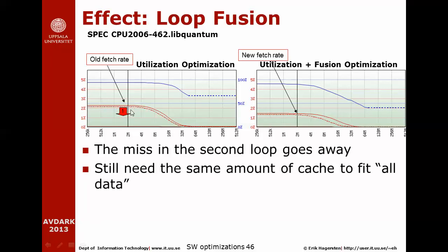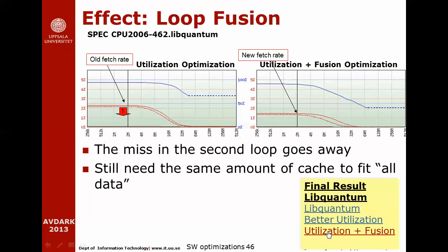ceiling will come down. The ski slope will not move to the left because of the misses of the second loop that got fused. Those misses go away, so the temporal locality is better, and that's why the ceiling comes down. Still, we need the same amount of data in the cache, so that's why the curve we saw after we did the utilization optimization does not move to the left, it just moves down when we do the utilization and the fusion optimization at the same time.